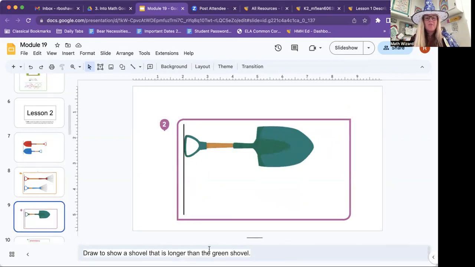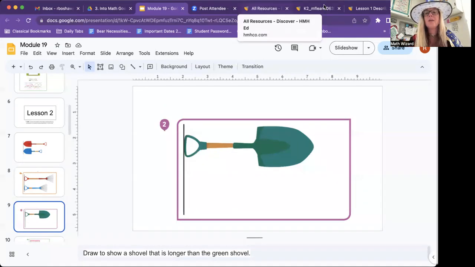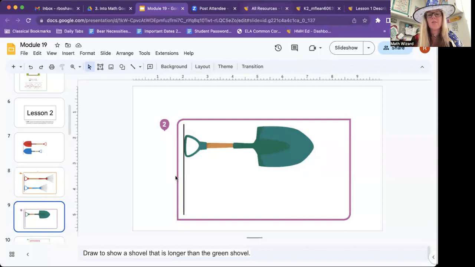Draw to show a shovel that is longer than the green shovel. Okay, so let's see here. I'm just going to draw a line right now. You can actually take time to draw a shovel. Here's the thing. Do you see this line right here? I cannot make a shovel that is, I have to start it at the same spot. When we're measuring something, we have to have the same spot, just like this.